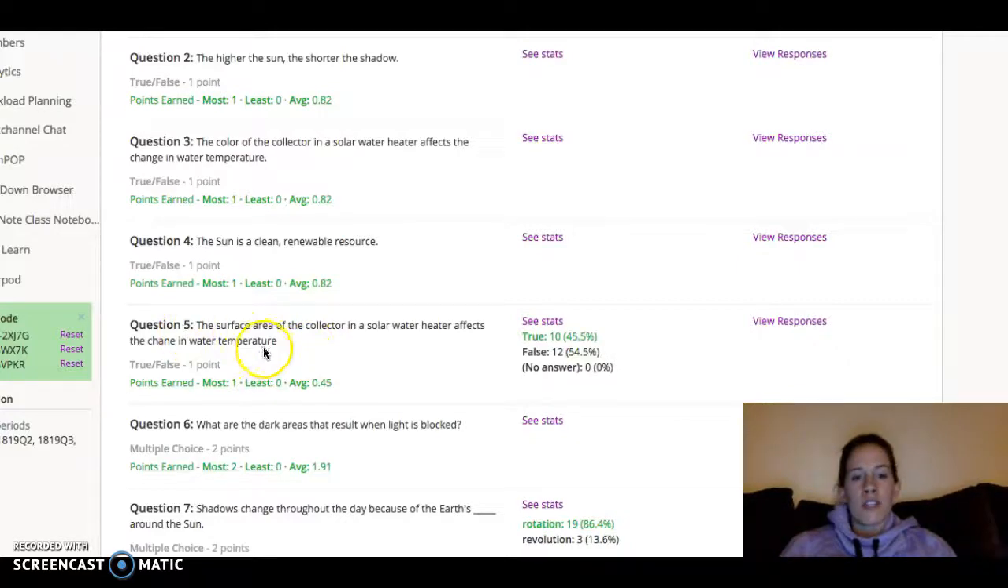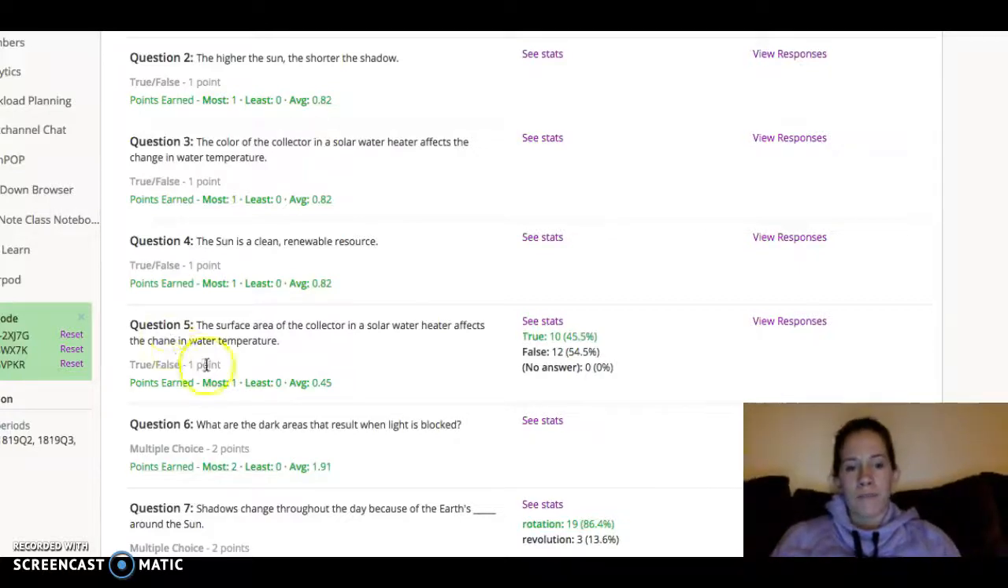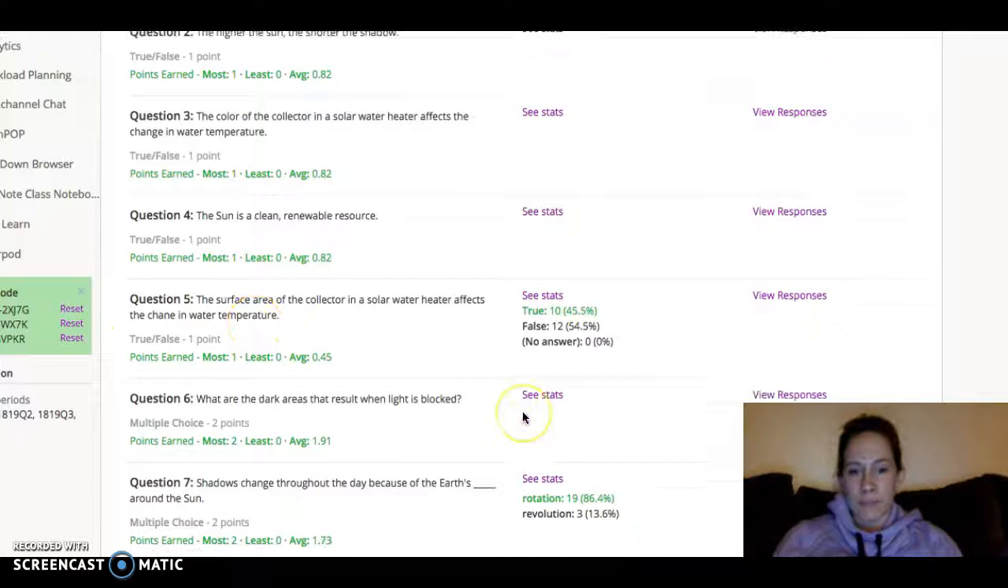It says the surface area of the collector in a solar water heater affects the change in water temperature. So I misspelled this, and I think that even though it's a simple misspelling and students could infer, it threw them off a little bit with what to answer.